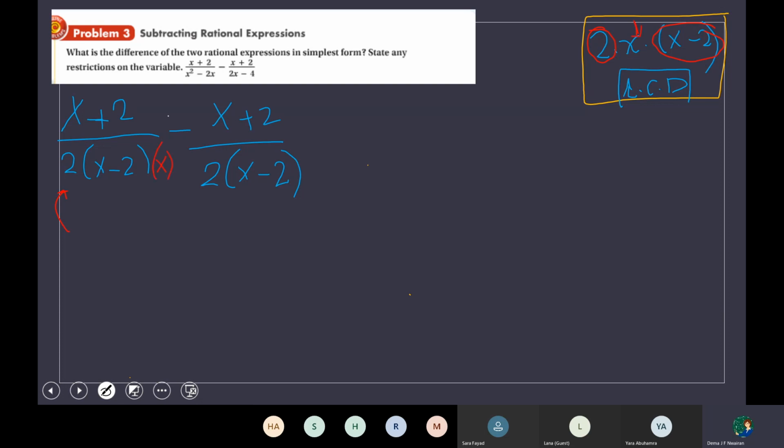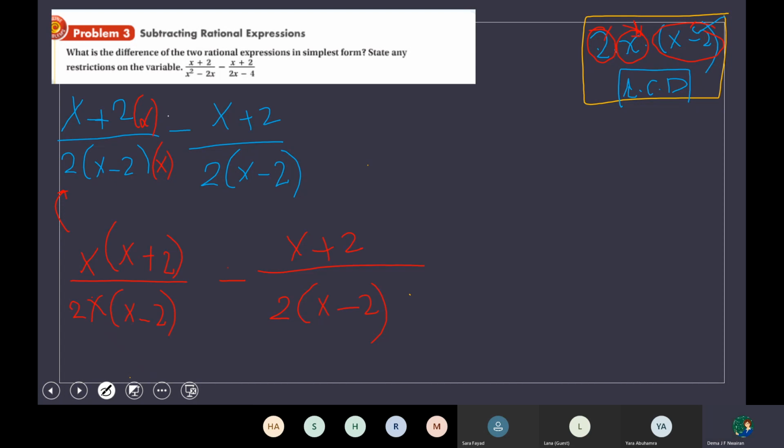So, okay, I will multiply by x here, with the denominator and also with the numerator. So now, x times x plus 2 over 2x times x minus 2. I will repeat. Here we have 2 and x minus 2. The first denominator, they have it, so I will give him only x. The second one here, we have x plus 2 over 2 times x minus 2. But if you look here now, he told me that he has x minus 2, he has 2.